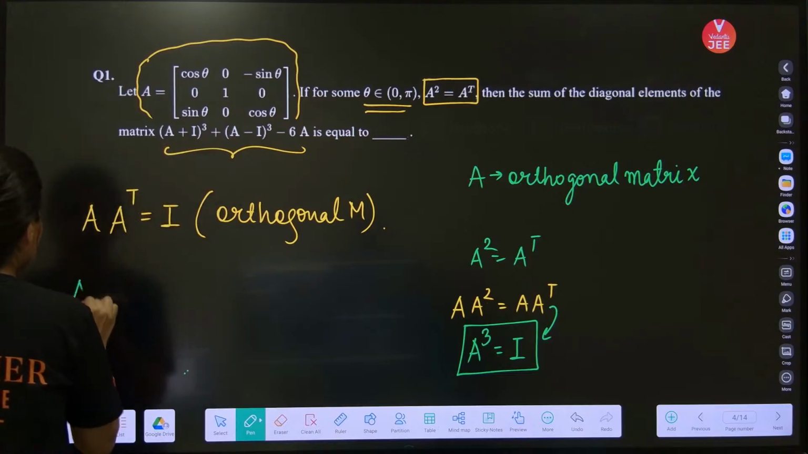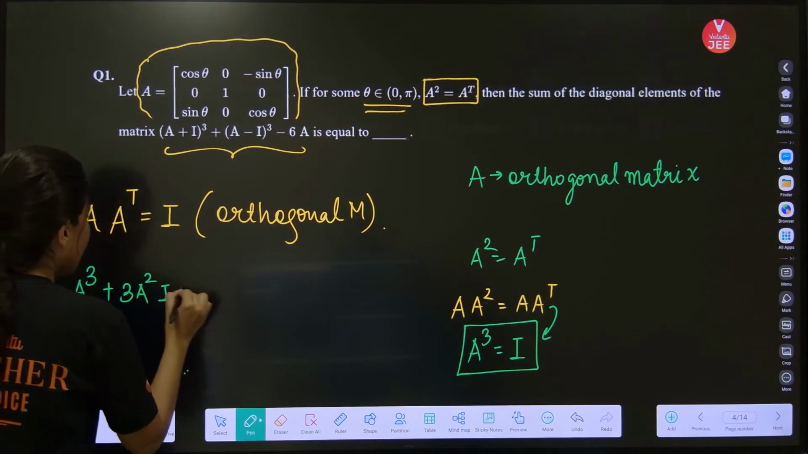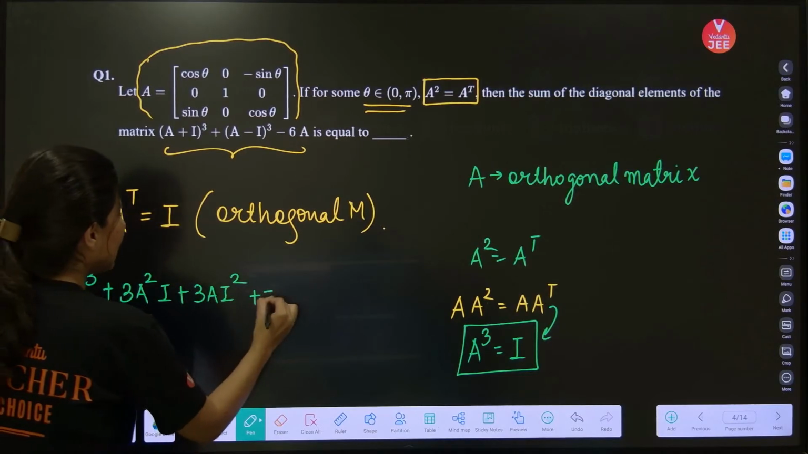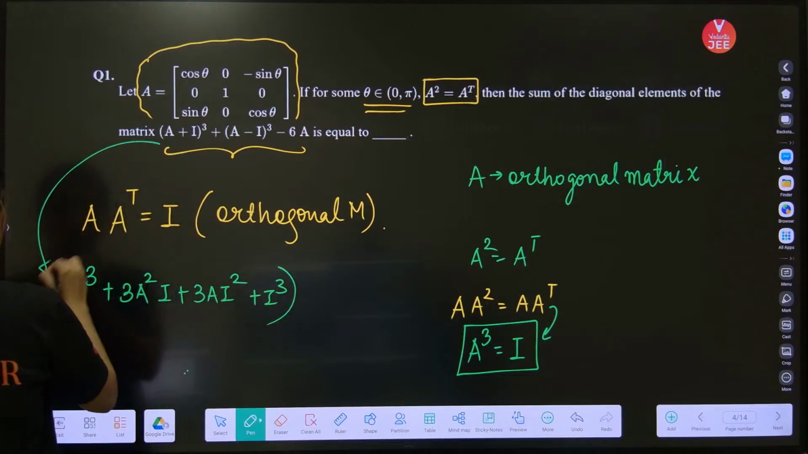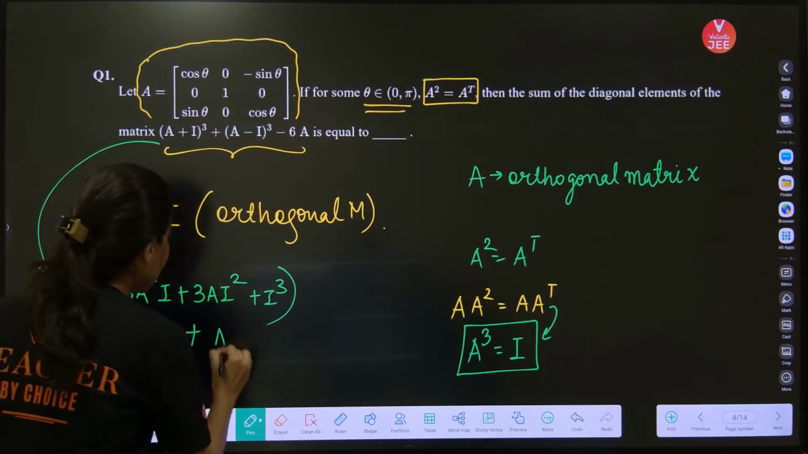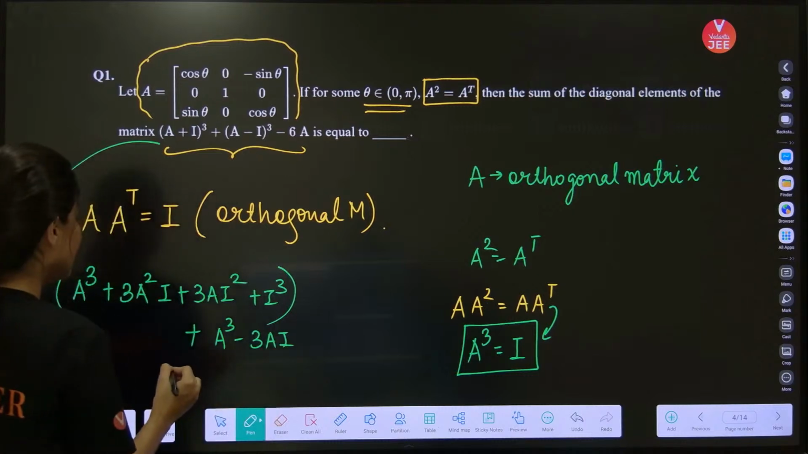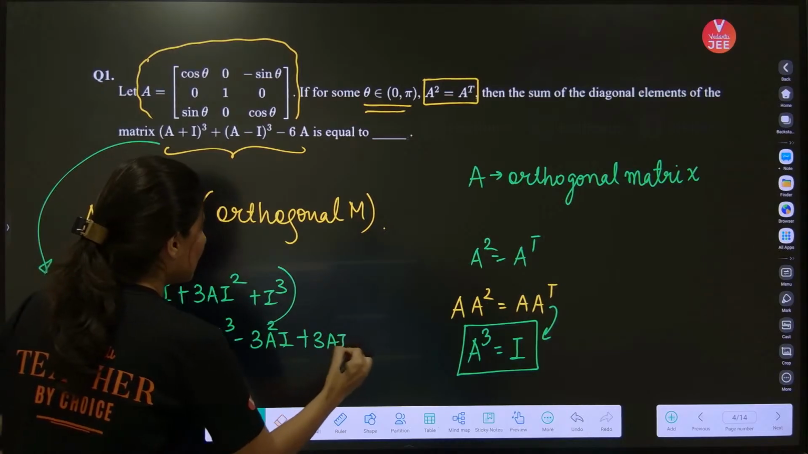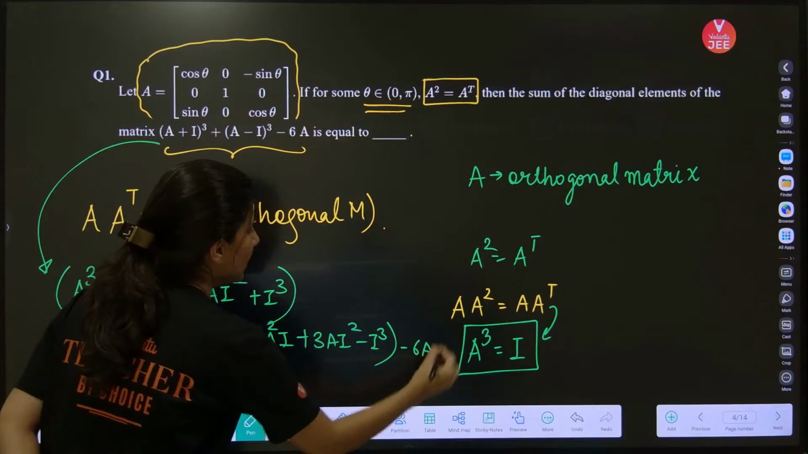This is going to be A cube plus 3A square I plus 3AI square plus I cube. This is the very first bracket. Plus, now what about this? (A minus I) cube: A cube minus 3A square I plus 3AI square minus I cube. Minus 6A is also there.